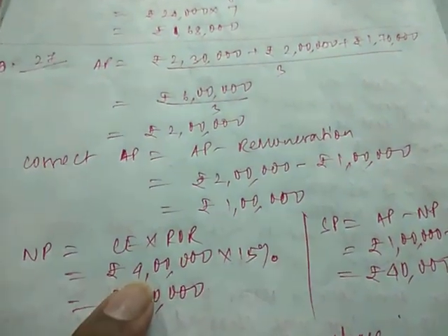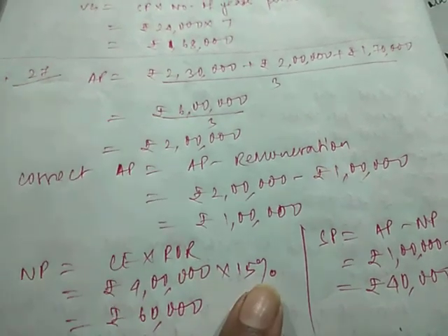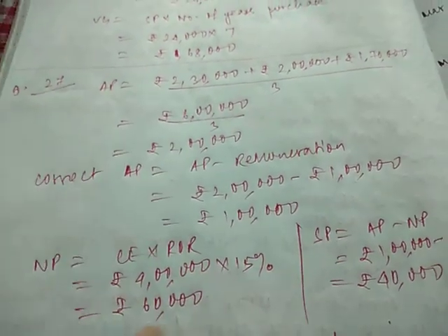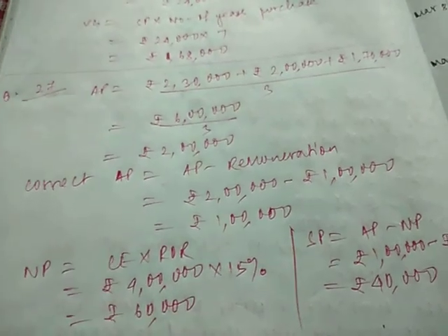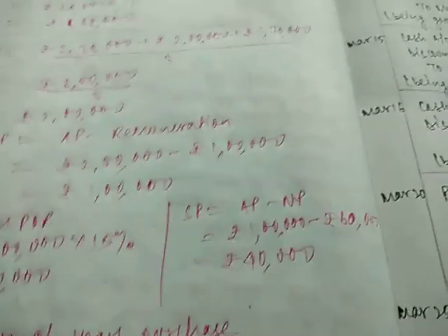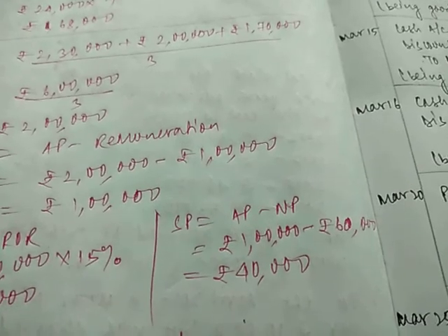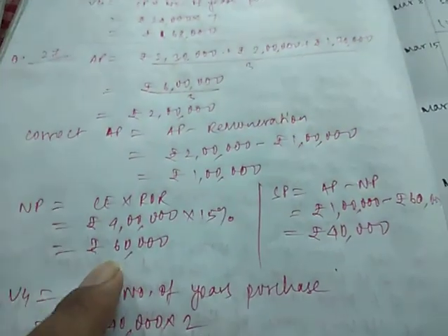Now capital employed was given 4 lakh, rate of return 15%. So 4 lakh into 15% will give the normal profit, that is 60,000. So we got 60,000 as our normal profit. Now super profit is average profit minus normal profit. So 1 lakh minus 60,000. 1 lakh was our correct average profit and normal profit was 60,000.